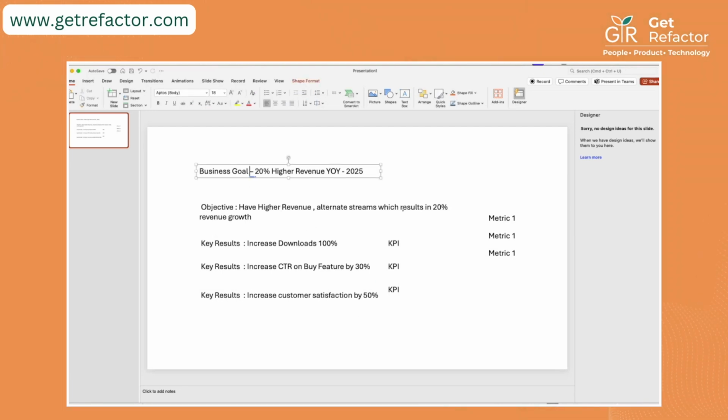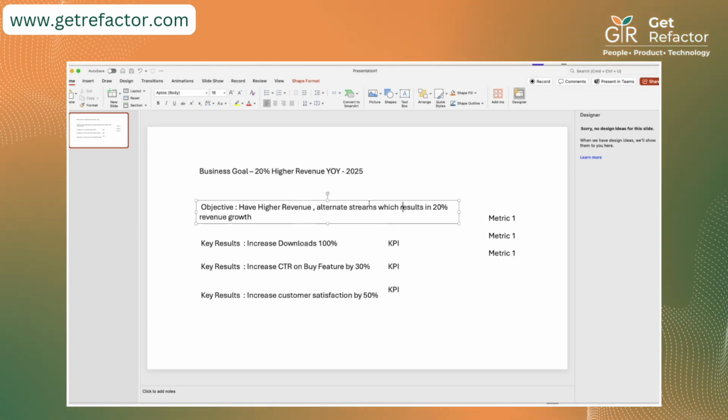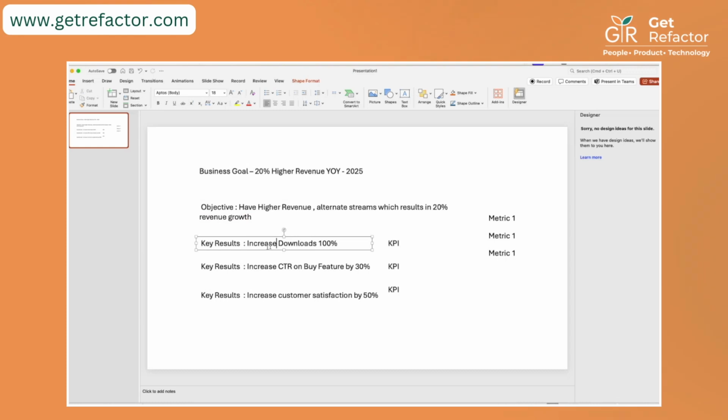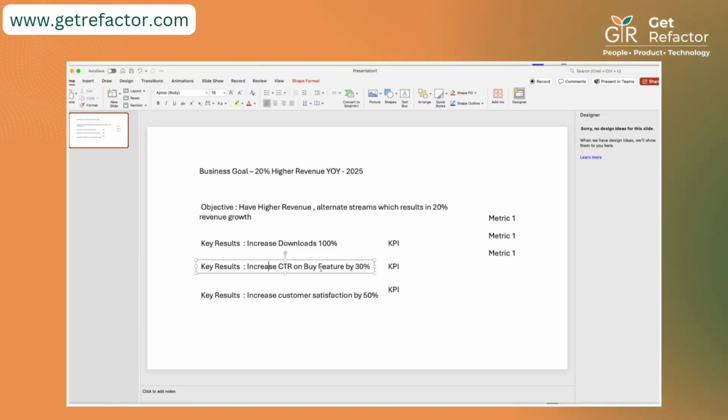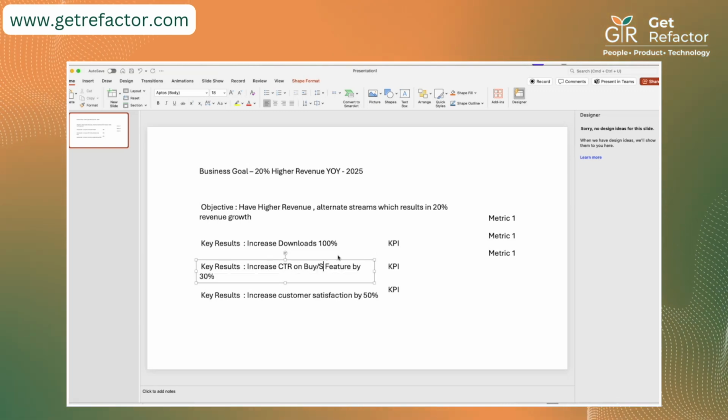Okay. So now if you see, if you want to achieve any objective, there is no one way of looking at it. There are multiple ways of looking at it, in the business objective and the product objective. So through the product you want to achieve 20% higher revenue growth. So you have to increase your downloads by 100%, and you have to increase your CTR by 30%. Like if you have buy or sell, one should click on that. Compared to last year, it should be 30% higher.